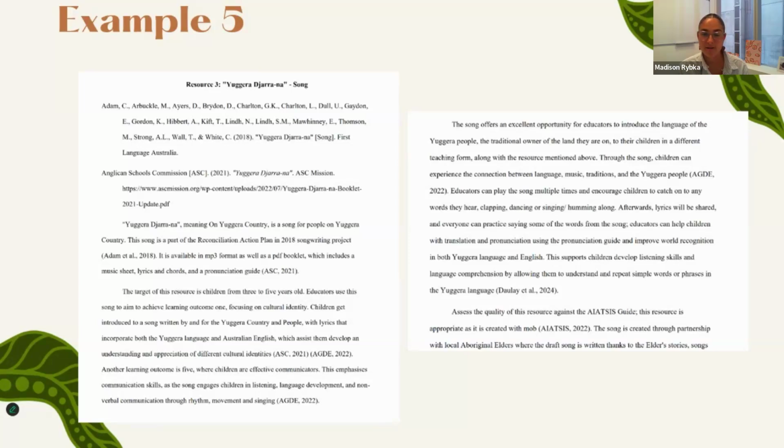This person's gone into detail about how they're going to teach a song or use the song within their lesson. Playing the song, encouraging children to hear the words, clapping, dancing. Again, if you're doing primary or high school, you'd go into different types of details. And then they go into talking about the IATSIS guideline. Why is it appropriate? It's created with mob. The song is created through partnership with local Aboriginal elders. That's one of the things as well in the IATSIS guideline. It says, if not made by an Indigenous person, has it been done in partnership with either an Aboriginal education consultative group, if you're in New South Wales, or with any Aboriginal elders or community members. So that's something to think about as well.